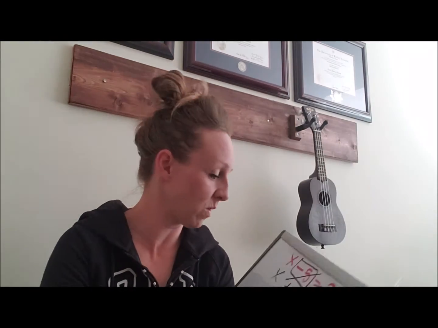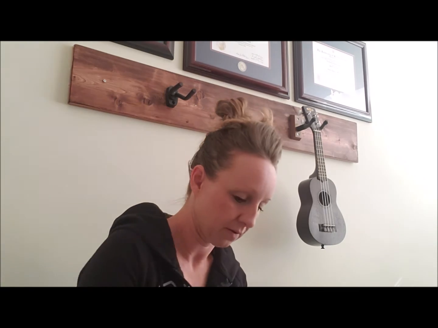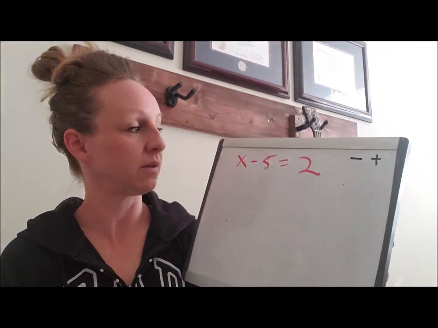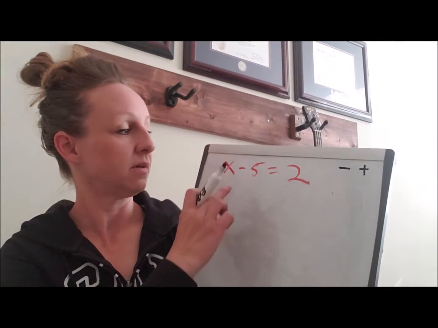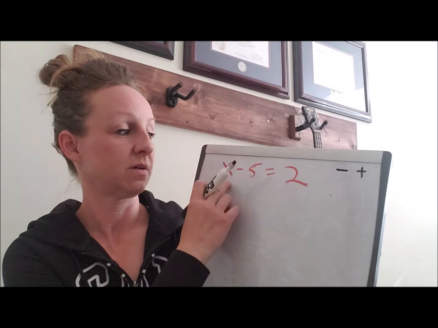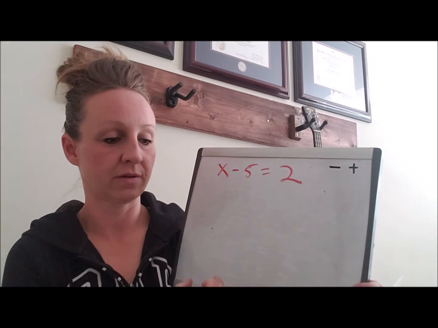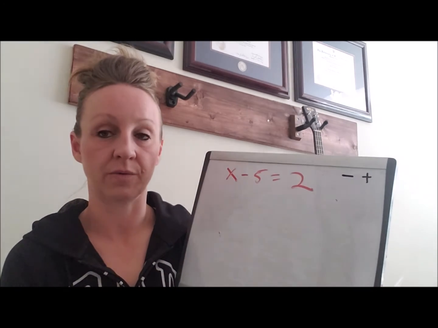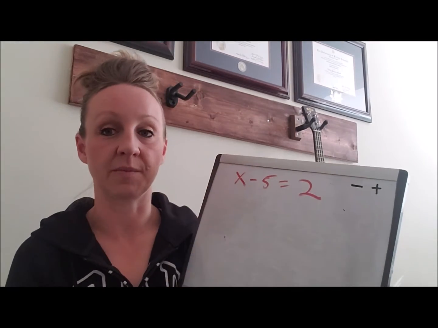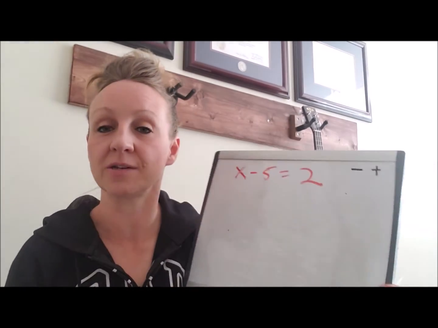So let me just show you one more time how this works. x minus 5 equals 2. All right, let's look at this one more time. Something taking away 5 brings me to 2. So I need to figure out what the something is. To get this something, I need something on its own.